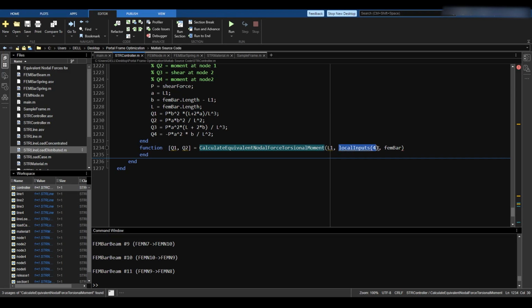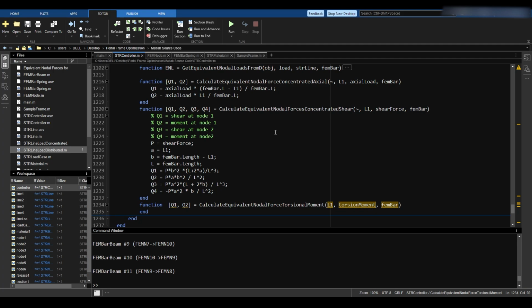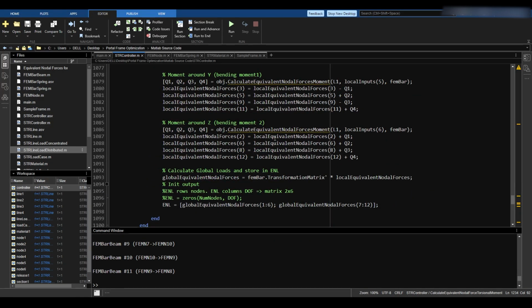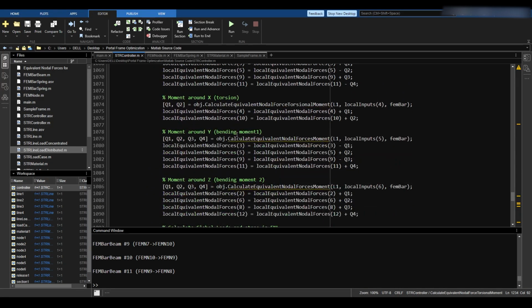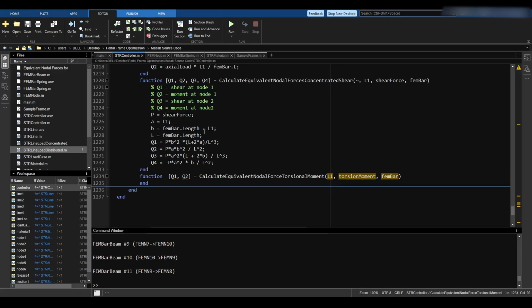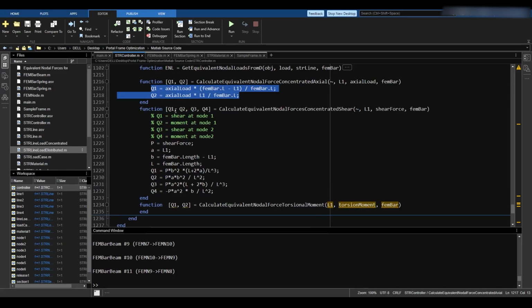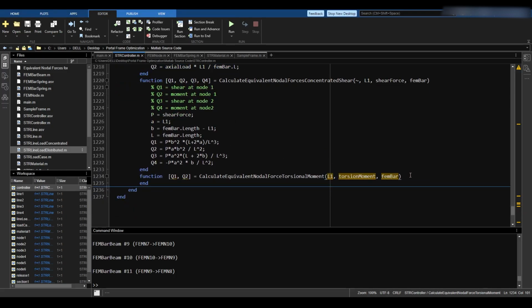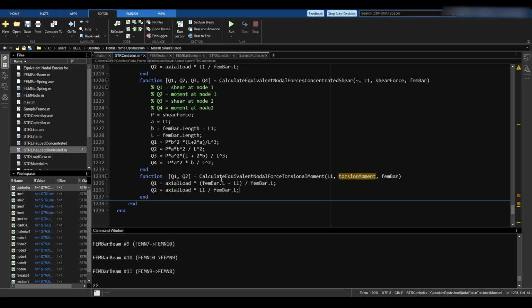This now, of course, is a torsion moment, so I'll give here a torsion. And all I have to do, now I think it's called Q3 and Q4. Is it called Q3 and Q4? No, it's Q1 and Q2. Okay, fine. So all I have to do is copy-paste this stuff, because the relationships are going to be the same, despite the fact that it's a torsion moment. Now here, it's not called axial load, it's called torsion moment here, and it's called torsion moment here. Well, I think the torsion equivalent moment has been calculated, and that's that.